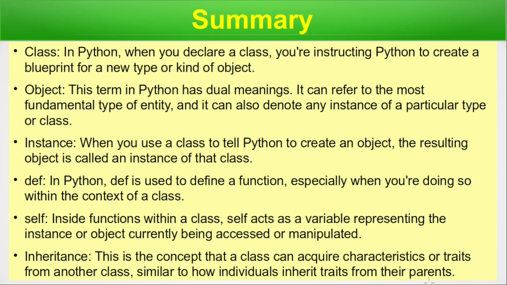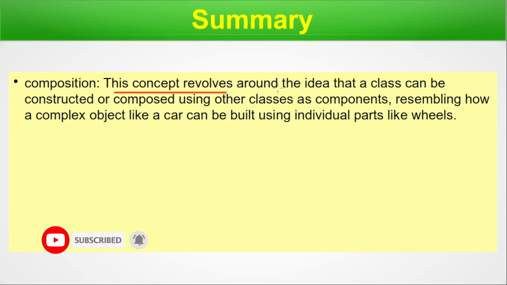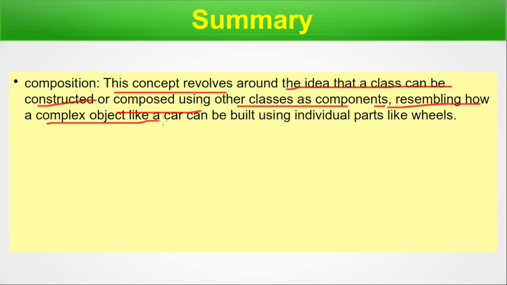Now let us go to the next slide of the summary to get much more details of the concepts. Composition. The concept revolves around the idea that a class can be constructed or composed using other classes as components, resembling how a complex object like a car can be built using individual parts like wheels. So this is called composition. We have not given any example of this, but object-oriented programming does have this concept.